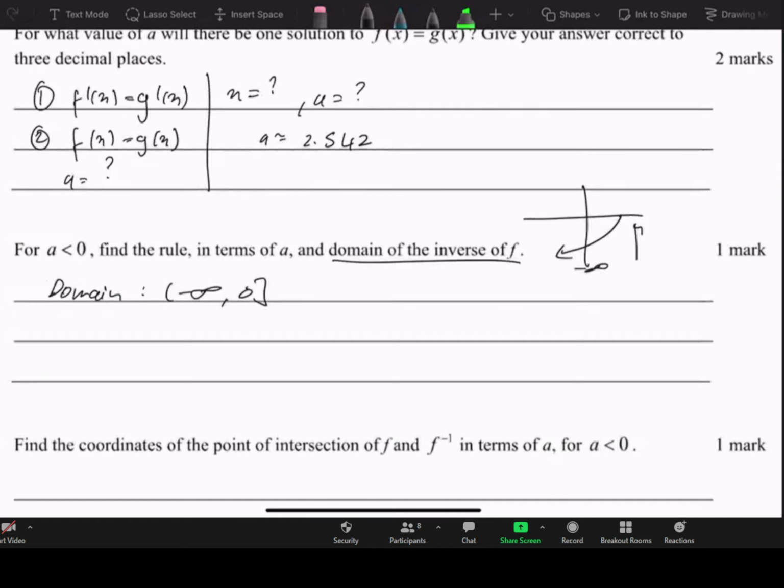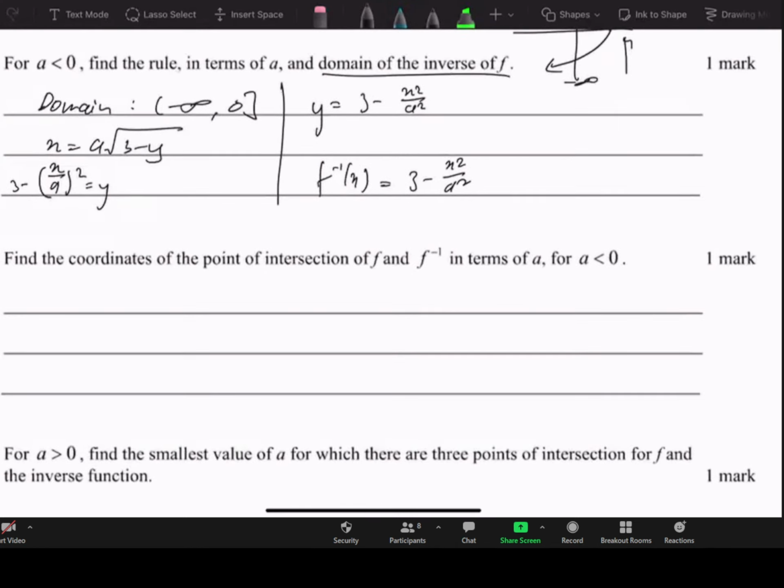And we also have to find the rule. To do that, you would swap x and y. So x over a squared, 3 minus, equals y. So y equals 3 minus x squared over a squared. That's your f inverse of x.